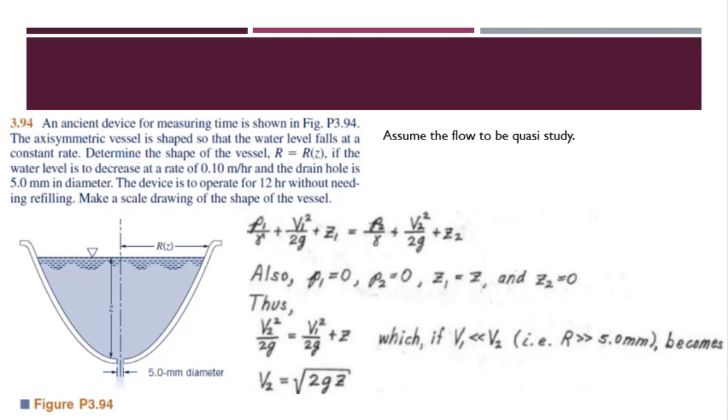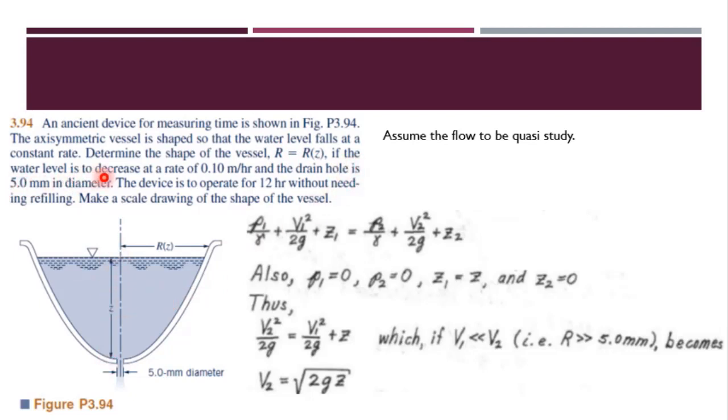So the next problem that we have is a very interesting problem. An ancient device for measuring time is shown in figure 3.94. You might have seen devices like these in movies or cartoons. The axisymmetric vessel is shaped so that the water level falls at a constant rate. Determine the shape of the vessel, that is, determine R as a function of the height Z.